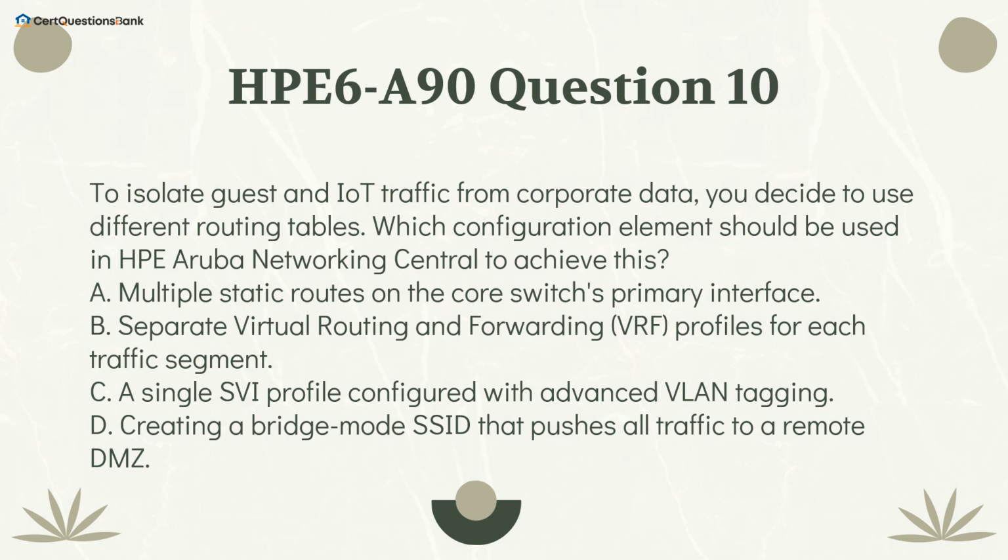To isolate guest and IoT traffic from corporate data, you decide to use different routing tables. Which configuration element should be used in HPE Aruba Networking Central to achieve this? A. Multiple static routes on the core switch's primary interface. B. Separate virtual routing and forwarding (VRF) profiles for each traffic segment.